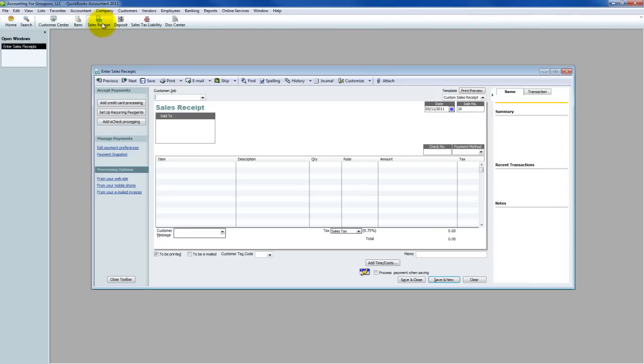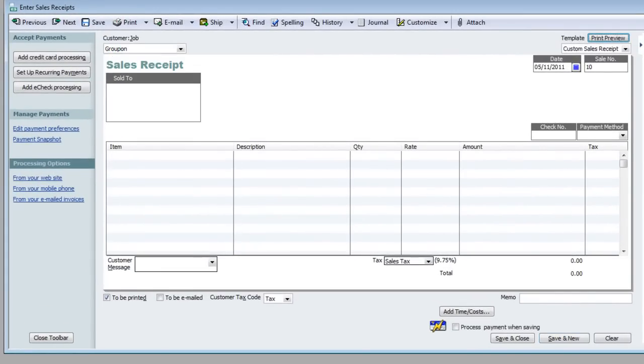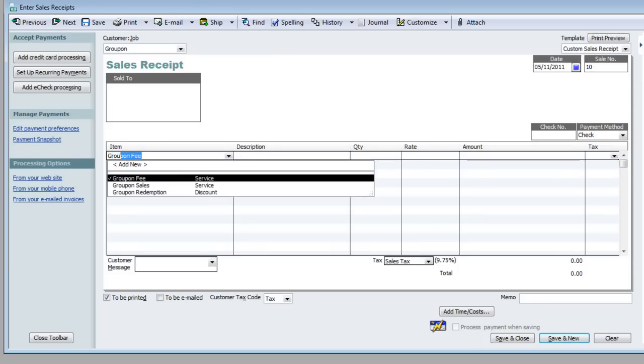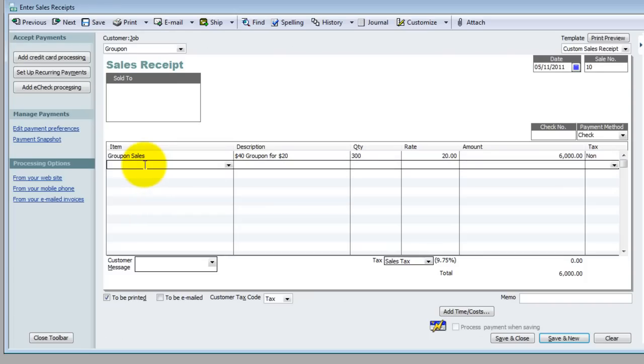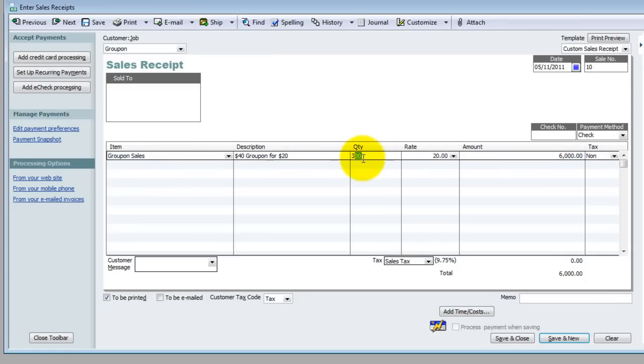So let's pull up a sales receipt here. And initially, the customer's Groupon, that's who made the sale for us. That's who we're getting our proceeds from. And they're going to send us a check for the difference. I would record the total Groupon sales here. And let's say it's a $40 Groupon for $20. And let's say we've sold 300 of them at $20 a piece, is a gross sale proceed amount of $6,000. Now, keep in mind when you actually do this with Groupon, it might be broken up into several pieces, but ultimately you want to make sure you track the quantity sold at the rate you sold them at.